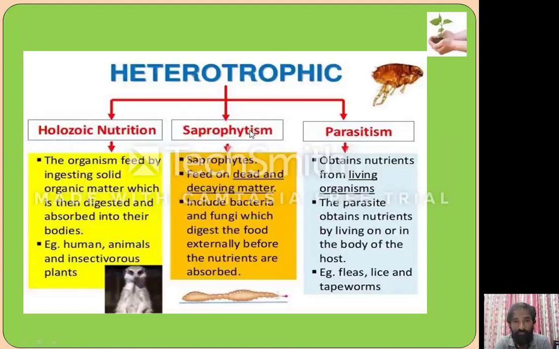Coming to saprophytes, I already told you they feed on dead and decaying matter. Especially bacteria and fungi digest the food material externally before the nutrients are absorbed. Now coming to parasitism, they obtain nutrients from living organisms, either plants or animals, such as flies, lice and tapeworms. We already discussed this in the previous class.